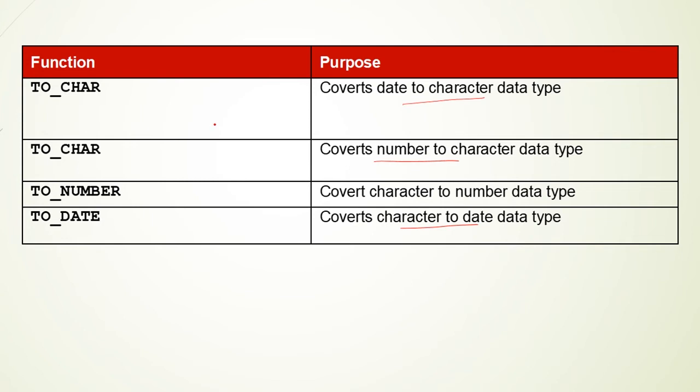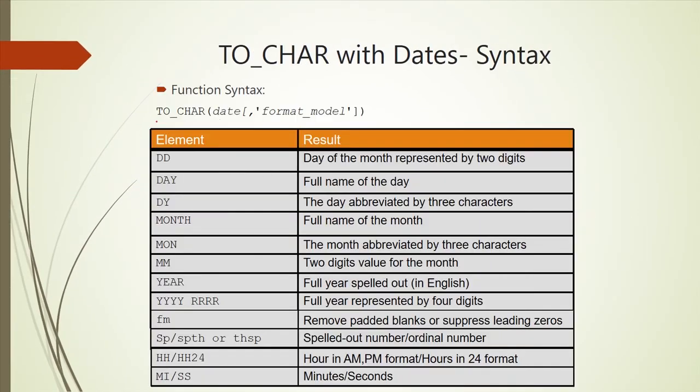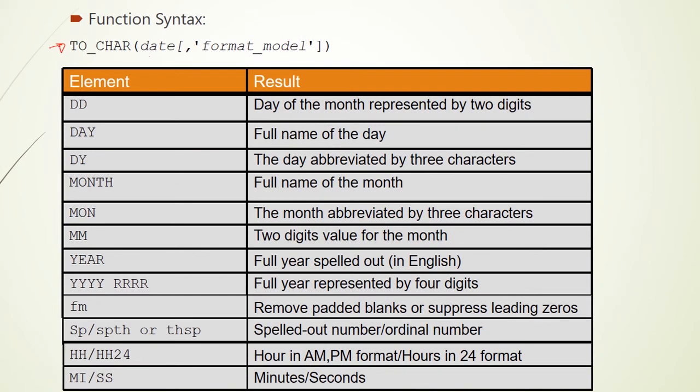In this lesson, we are going to learn how to use the TO_CHAR function to convert date to character data type, or to convert from number to character data type. The TO_NUMBER and TO_DATE functions will be discussed in later lessons. We can follow this syntax to convert from date to character: TO_CHAR, and then here we can specify two arguments. The first argument is the date that will be converted to character, and in the second argument we can specify the format model.